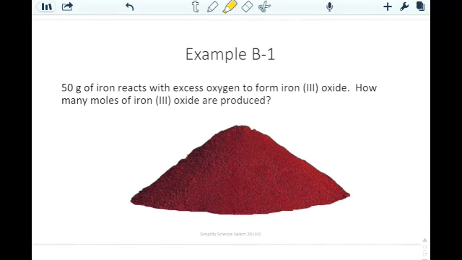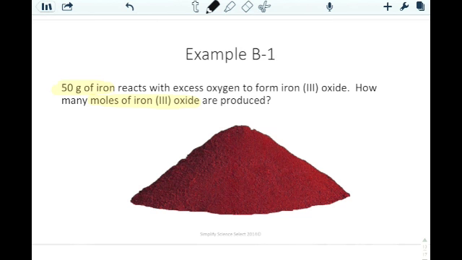So let's look at an example. It says that 50 grams of iron reacts with excess oxygen to form iron 3 oxide. How many moles of iron 3 oxide are produced? So what I'm looking for is moles of iron 3 oxide. What am I starting with? I'm starting with 50 grams of iron. Well, the first thing we need in any stoichiometric conversion is a balanced chemical equation.